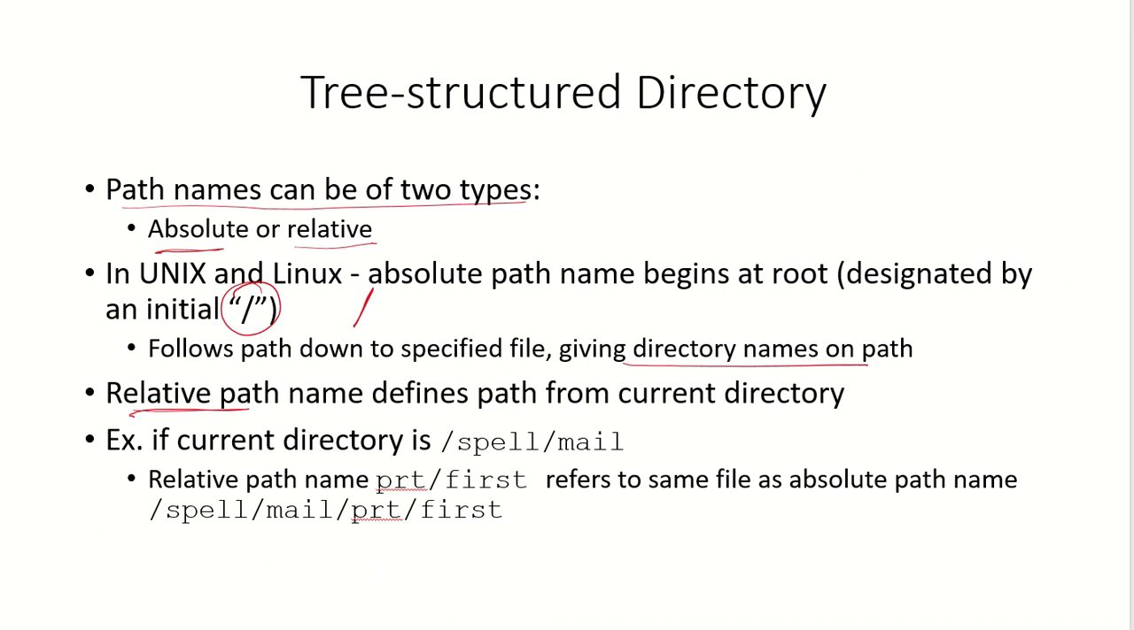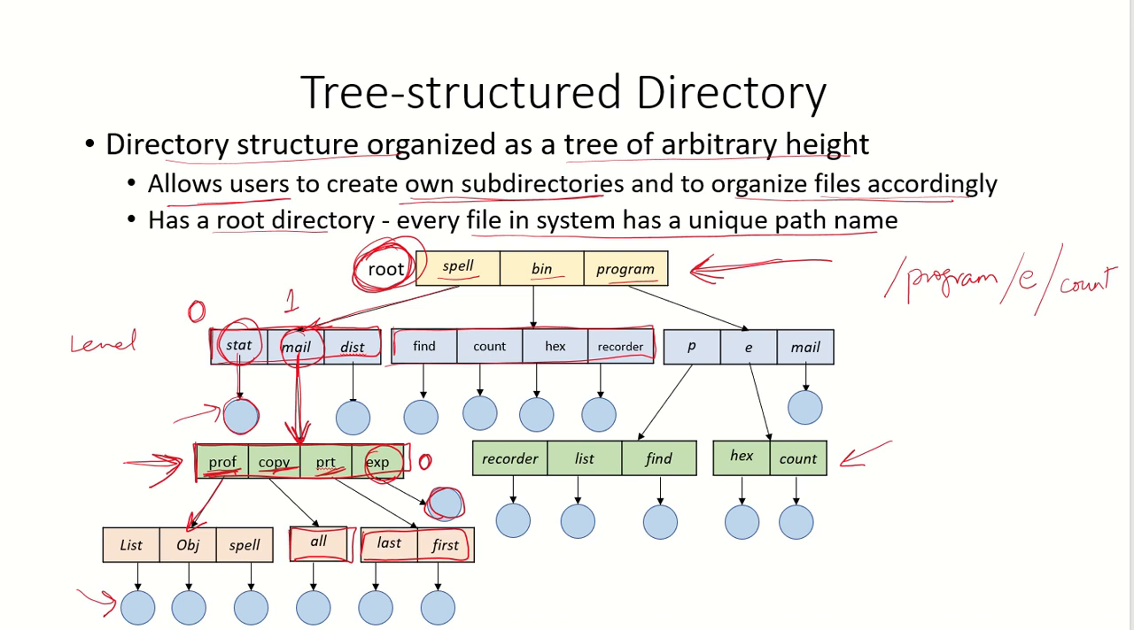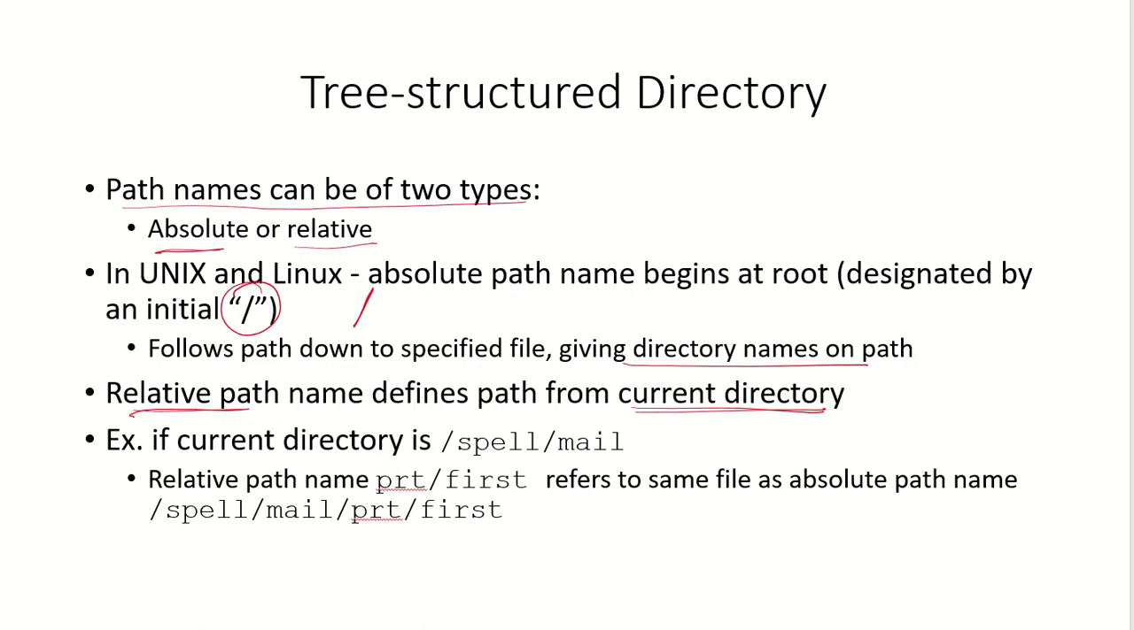Relative path name defines the path from the current directory. So if we are currently in this directory, then whatever is the path from this particular current directory, the path will be defined from there. That is the relative path name. So if the current directory is root/spell/mail, then the relative path name is prt/first.